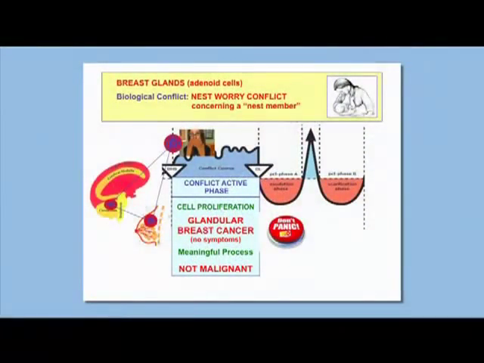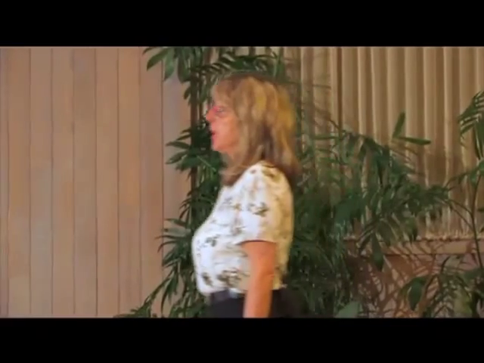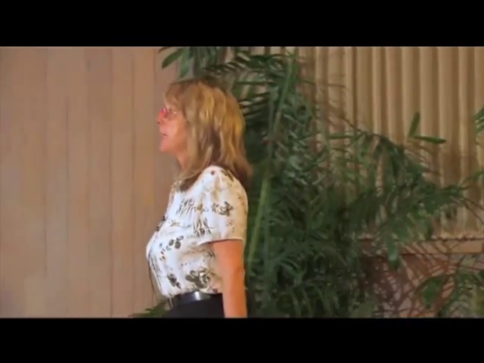What we have to realize now is that during the conflict active phase, there are no symptoms. So a woman that has a glandular breast tumor in the active phase will detect the tumor either through breast self-examination, or it will be detected through a mammogram. Another point I want to make to clarify: the size of the glandular breast tumor is determined by the intensity and the duration of the conflict.